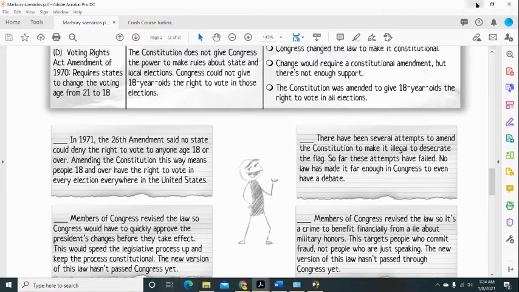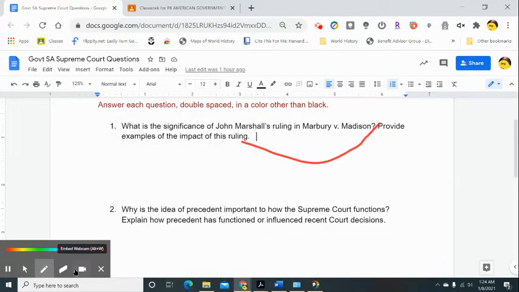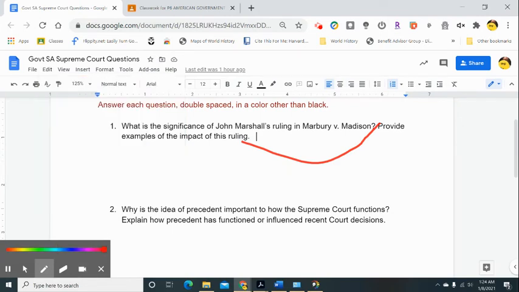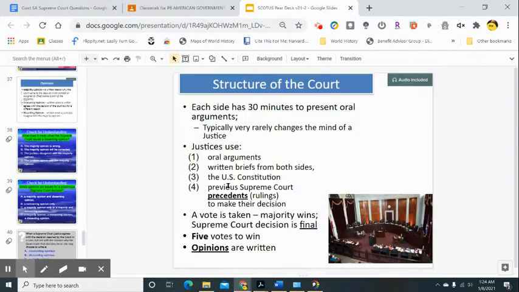You don't need to use all of these examples. Just a couple when you're discussing your short answer. The other question is, how is the idea of precedent important to how the Supreme Court functions? Well, Marbury versus Madison in and of itself is precedent that set up the importance of judicial review. Remember that, and I'm going to review this with you. Go back to my presentation from the other day.